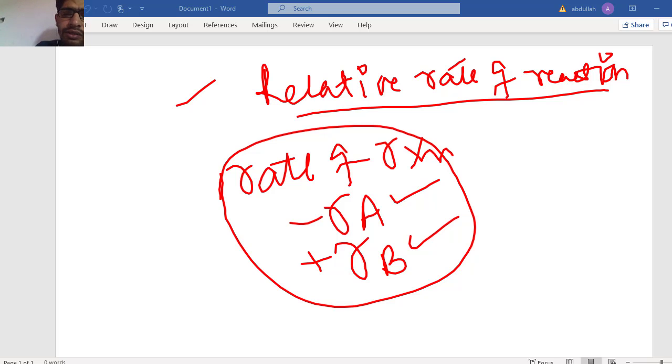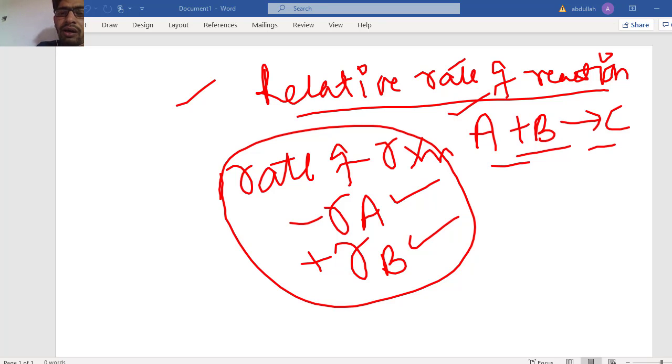Sometimes in a reaction there is more than one reactant. Suppose there are two reactants in this reaction. Sometimes there are many reactants in a reaction, and their rates of reaction are not equal. So in this case we will compare the rate of one reactant with the rate of another reactant, or the rate of one reactant to the rate of a product in a reaction. So in this case we will use the relative rate of reaction.